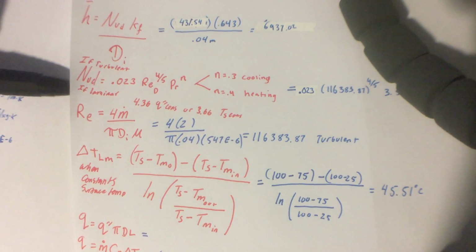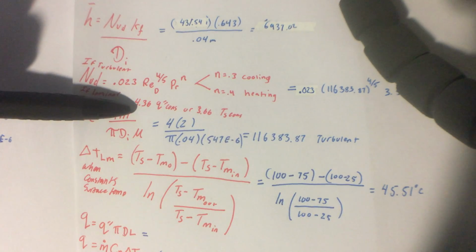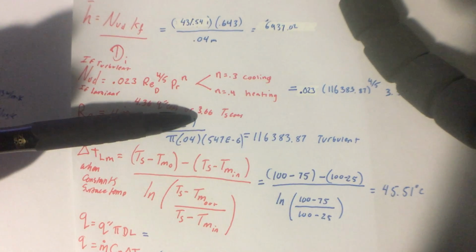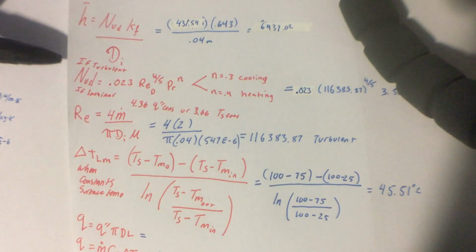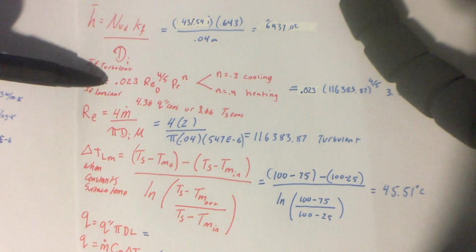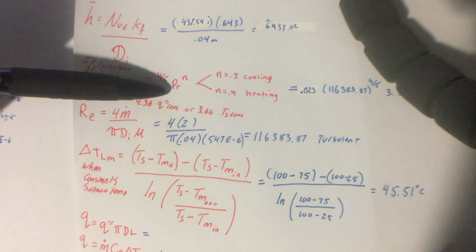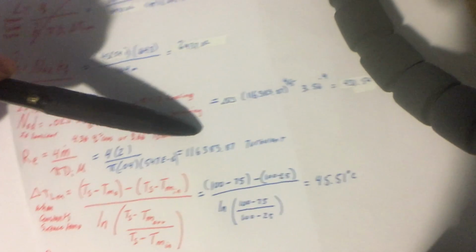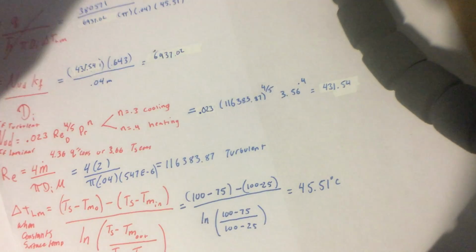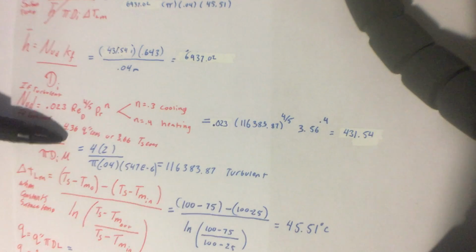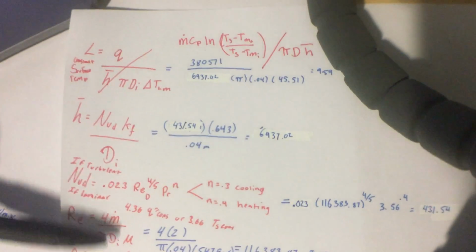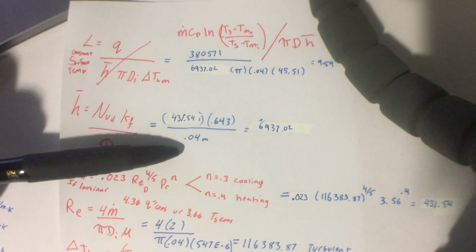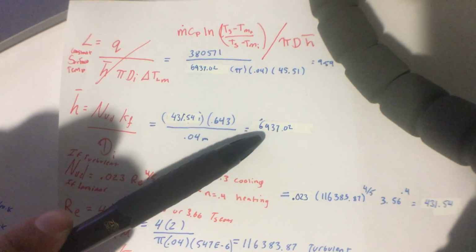If it's turbulent, that means we can't use the given laminar value for constant heat flux or for constant surface temperature. So from there, we have to plug into the actual equation and solve for the Nusselt number. Pr we know, it's given, and we're going to use 0.4 because it's heating. And so here we have the value. We get 431.54. Now that we know the Nusselt number, we can plug in here, get our k value divided by the diameter, which gives us this value.